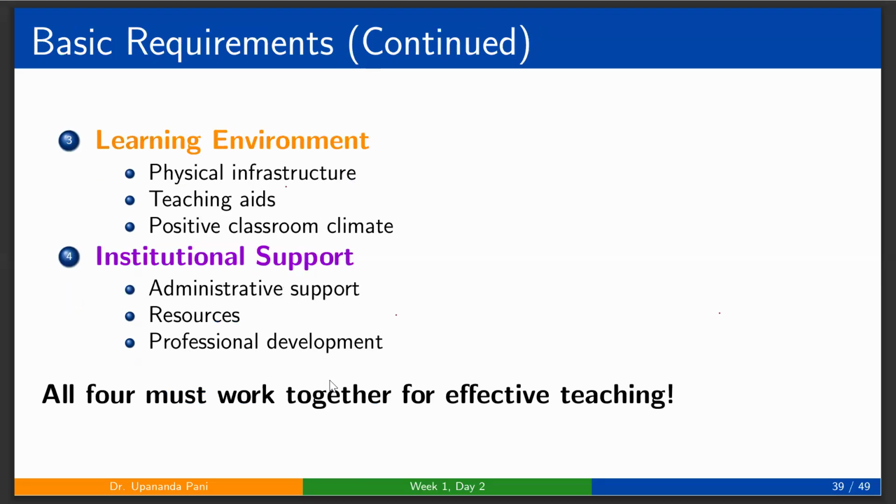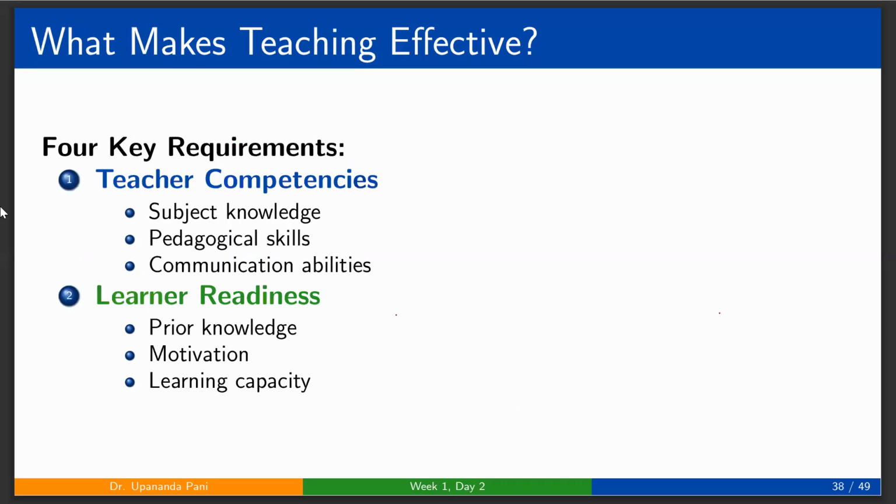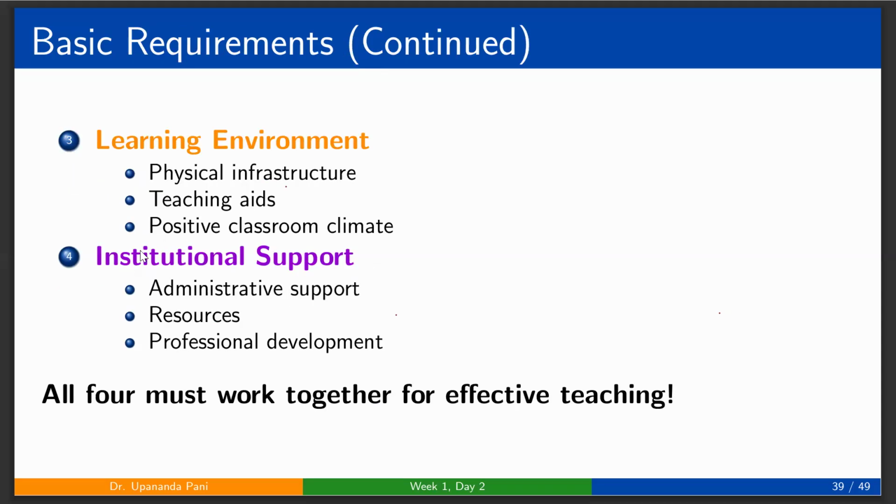Then next is the learning environment. What are the different environments that exist? Physical infrastructure, teaching aids, positive classroom climate, institutional support, administrative support, resources, professional development. So all these four must work together for effective teaching. If you only have teacher competency but the learner is not ready, or the institutional support is not there, then obviously the teaching will not be effective.